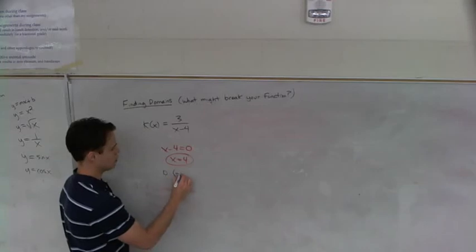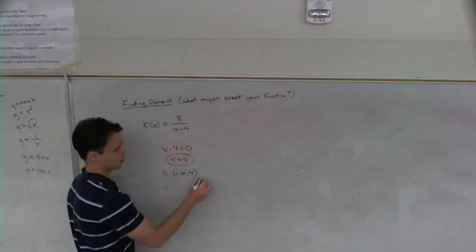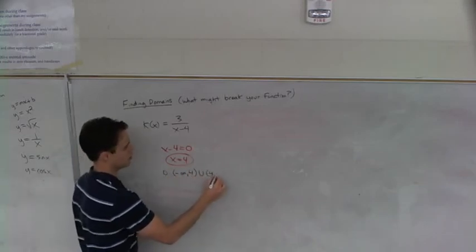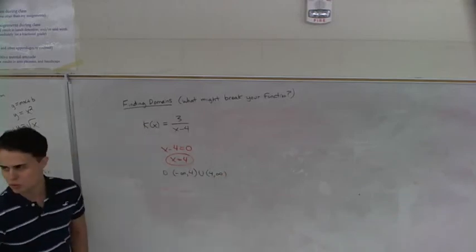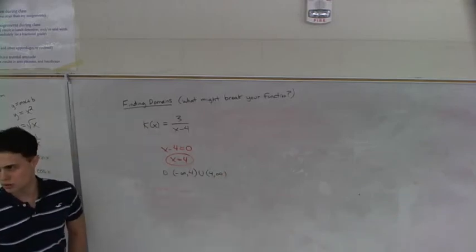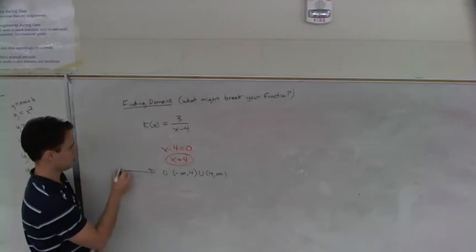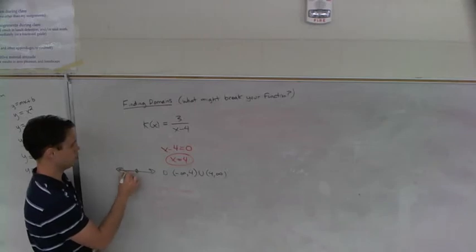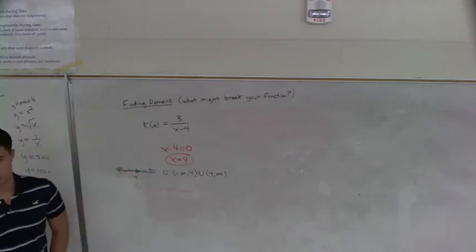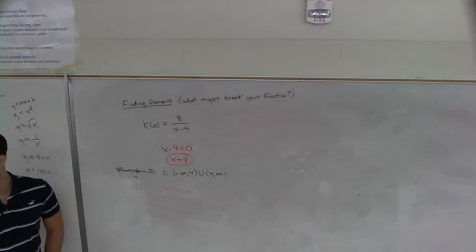So if we think on the number line, it's negative infinity to 4, and then 4 to positive infinity. There's a hole at 4. If we want 2 pieces, we want to use OR. Thinking on the number line, here's 4, a hole, and all that other stuff is in the domain. It's okay to plug in everything but 4.